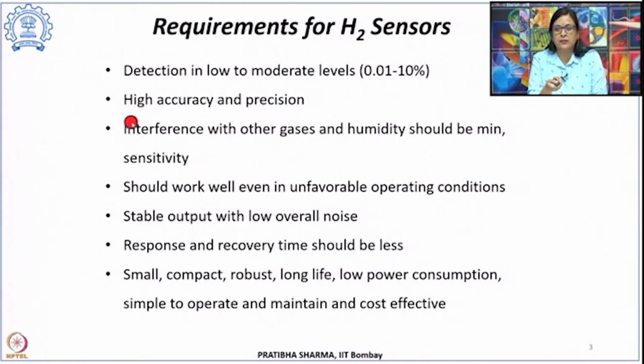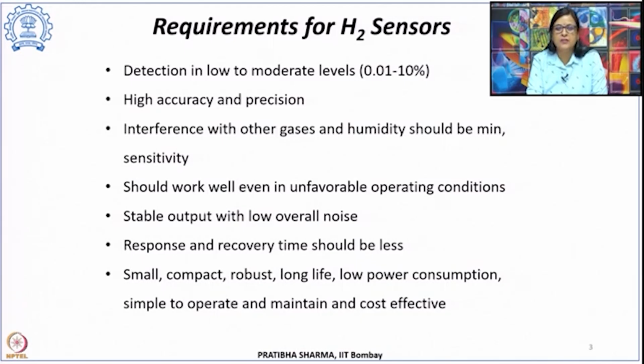The accuracy of these sensors which we use should be high and they should be very precise. There should not be any interference with any other gases other than hydrogen. So the selectivity or sensitivity towards hydrogen should be very high. Along with that, there should not be cross sensitivity issues with the humidity being present. So the interference from the other gases and the humidity should be as low as possible. At the same time, these sensors are required to work well even in unfavorable operating conditions. By unfavorable operating conditions, we mean high temperature or high pressures or gas flow rates.